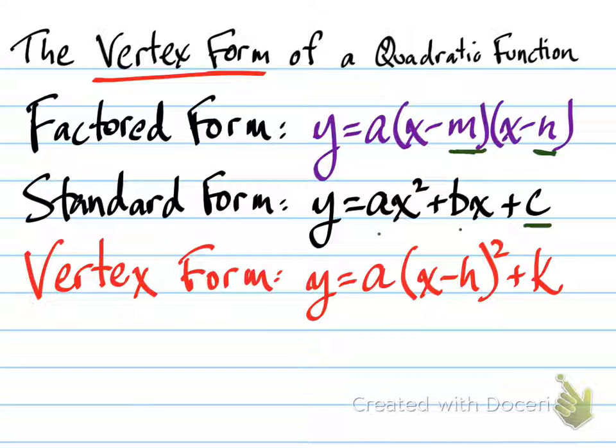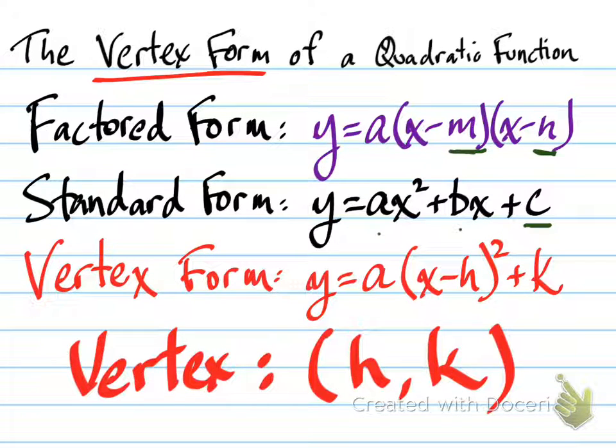In the vertex form, as the name probably suggests to you, you do see the coordinates of the vertex just presented right there directly in the equation. You don't have to dig around or do any calculations. They're just right there. So that's really nice.